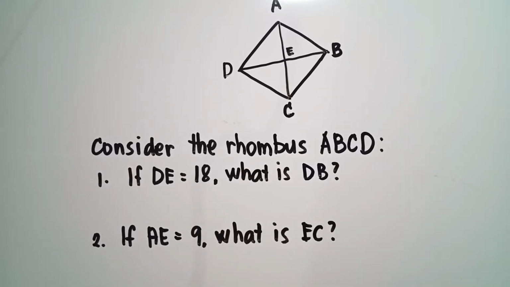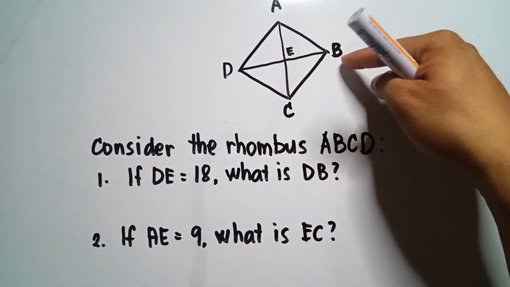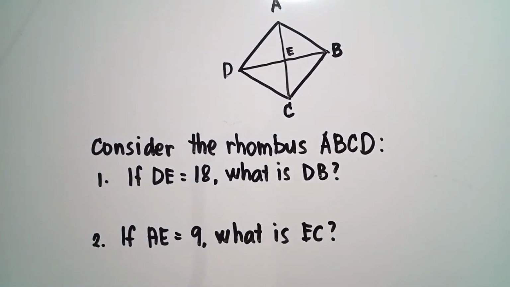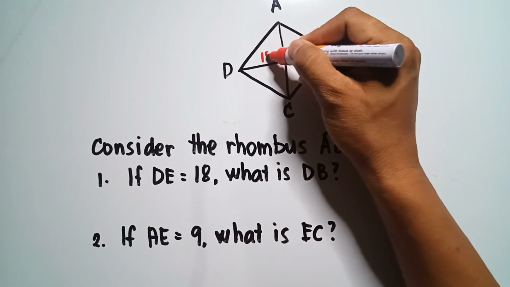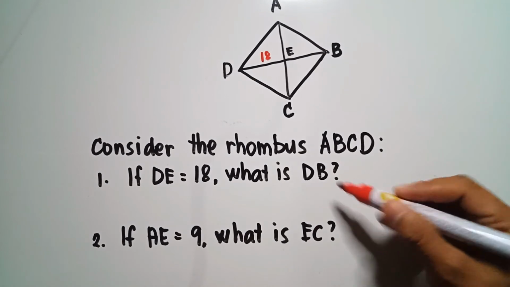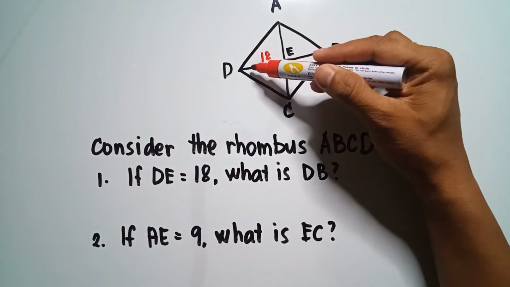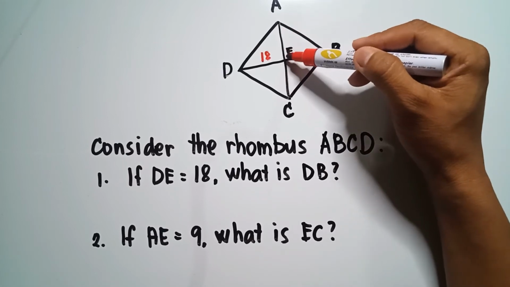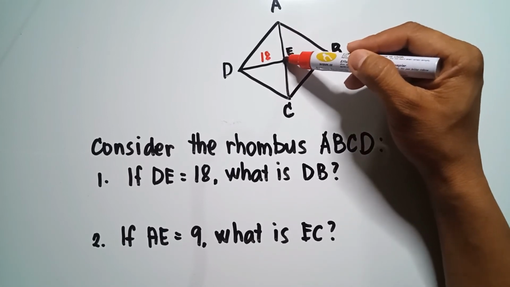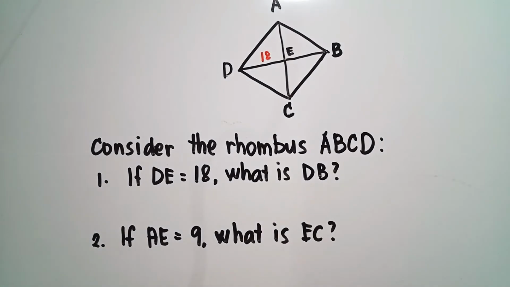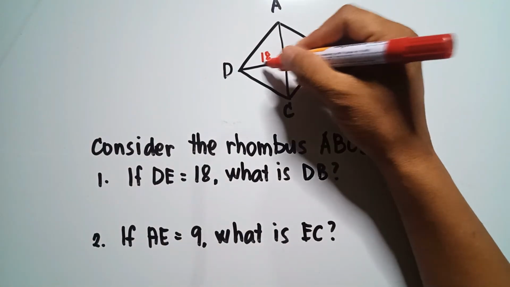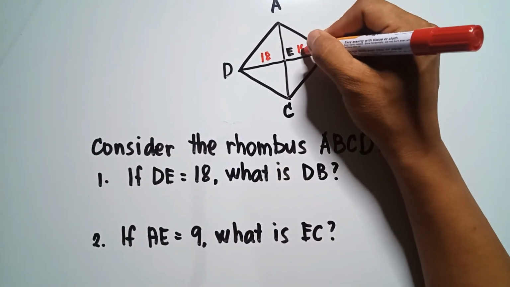Consider the rhombus ABCD. So, we have diagonals AC and DB. Given, number 1, if DE is equal to 18, what is the measurement of DB? The property of our rhombus is that the diagonals are perpendicular, and point E is the midpoint. Midpoint meaning it is in the middle. If this is 18, this is 18.